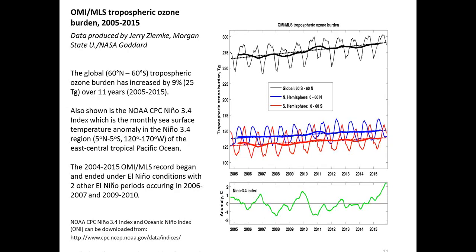Down at the bottom, there's the Nino 3.4 index, and you can see over the past 11, 12 years, we've had several El Nino and La Ninas, and the increase is independent of whether or not we're going through an El Nino cycle. And then those blue and red traces are the trends for the northern and southern hemisphere. Let's move on to the next plot to see where the ozone is actually located on the globe.